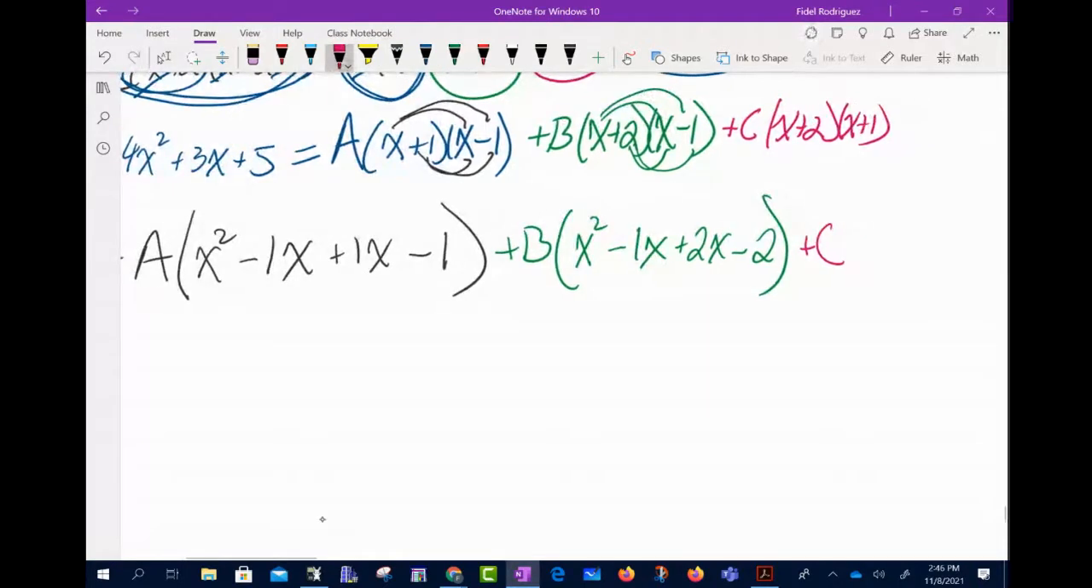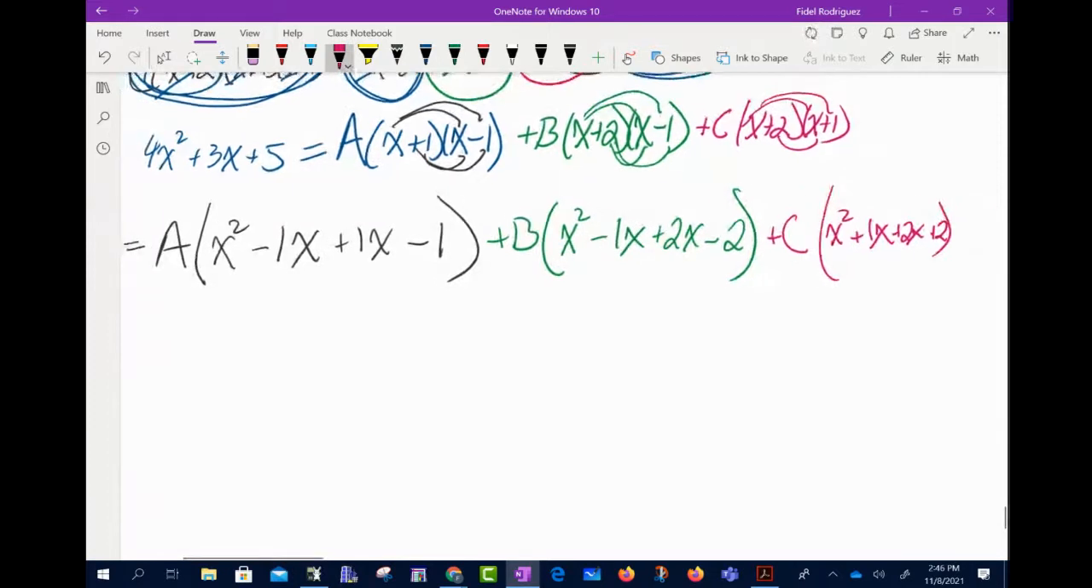I'm going to do the same thing with my C. Okay. So x times x is an x squared. x times 1 is a 1x. 2 times x is a 2x. And 2 times 1 is a 2. Okay.